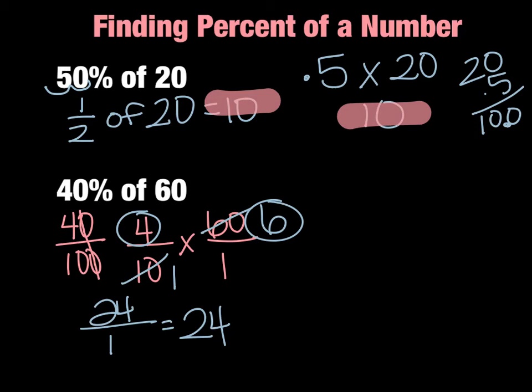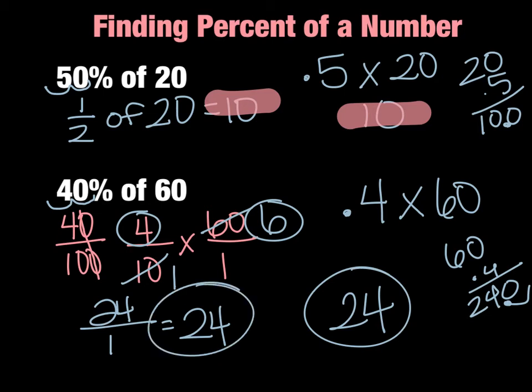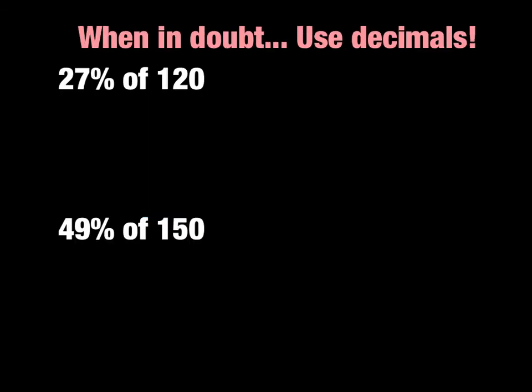Or you can take your 40%, move the decimal back 2 places, and get 0.4 as a decimal. You change the word of to a multiplication symbol times 60. So 60 times 0.4, 4 times 0 is 0, and 4 times 6 is 24. You bring it back one place, and you get an answer of 24. Same answer, both ways. If you are not sure if using a fraction is beneficial, or if you're ever in doubt, just simply change it to decimals and multiply.